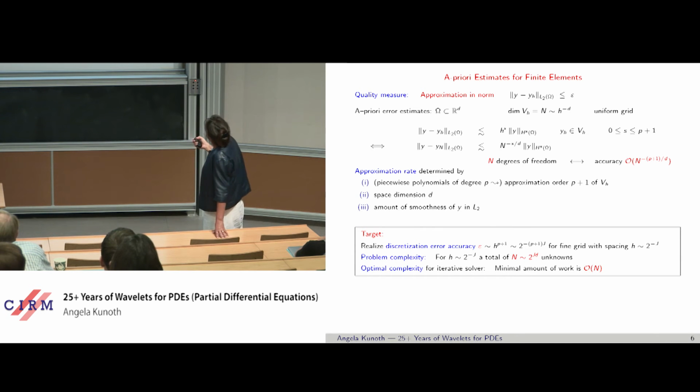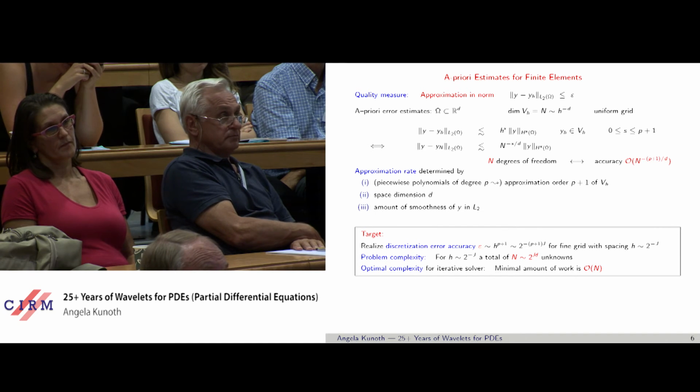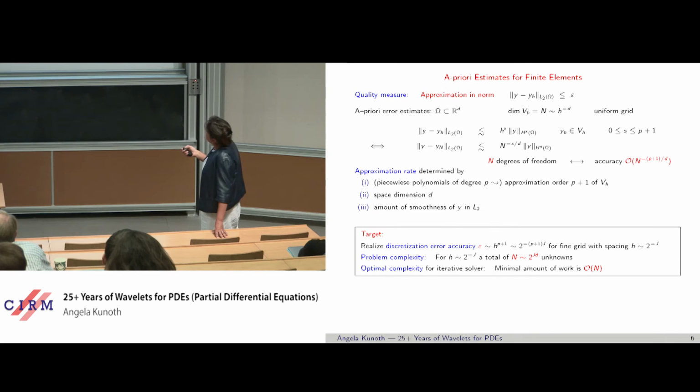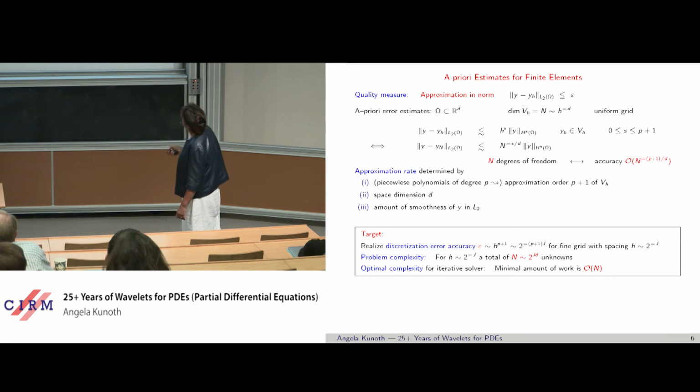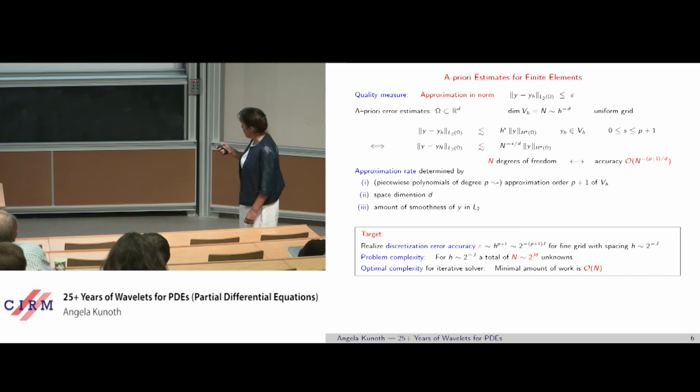Or when you rewrite it in terms of the number of degrees of freedom n, this is the kind of accuracy that you can maximally expect. So the approximation rate is determined, for piecewise polynomials of degree p, by the approximation order of your finite elements, by the space dimension d, and by the amount of smoothness of the solution. Since I measure here in L2, on the right-hand side I have this Sobolev norm.